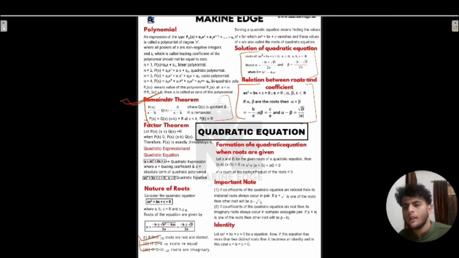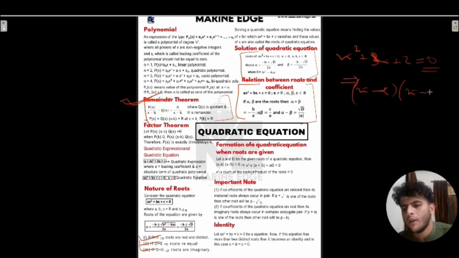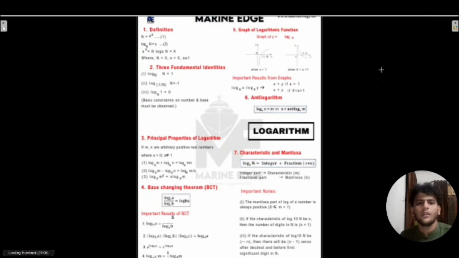So you know that if a quadratic equation is x square plus 3x plus 2, obviously this equation has some roots. This can be formulated using (x minus alpha) into (x minus beta), where alpha and beta are exactly the roots of this given quadratic equation. Now we'll move towards logarithms.